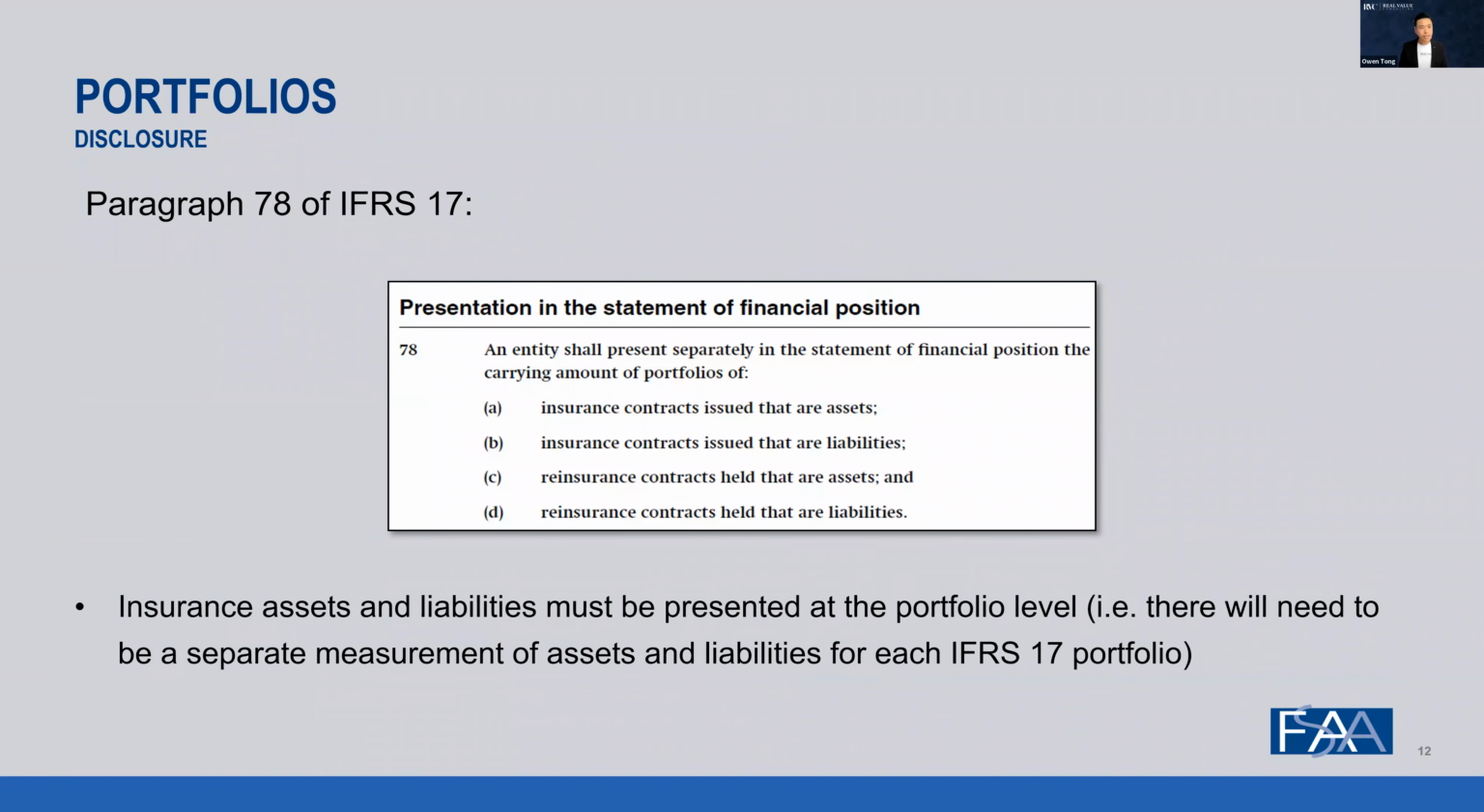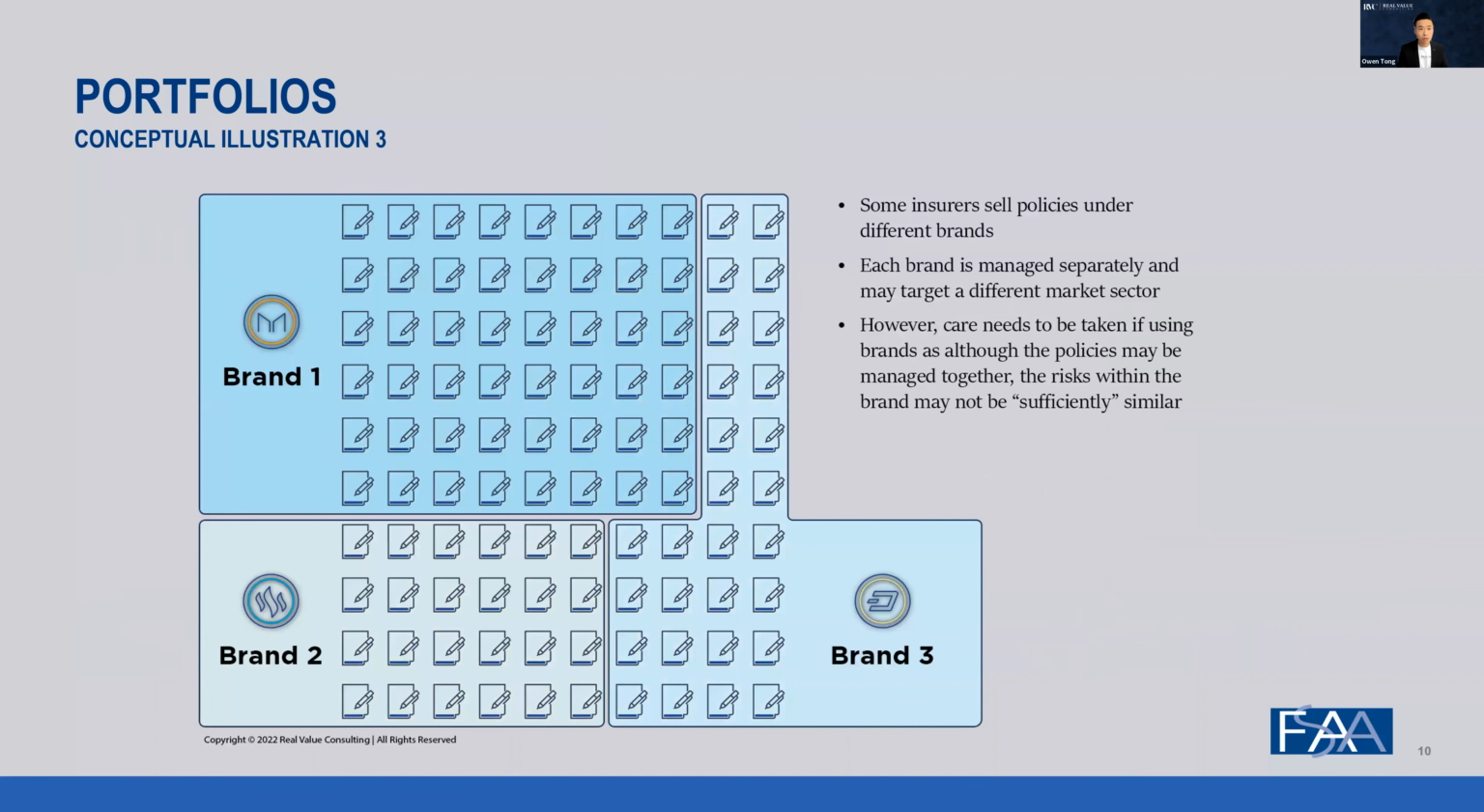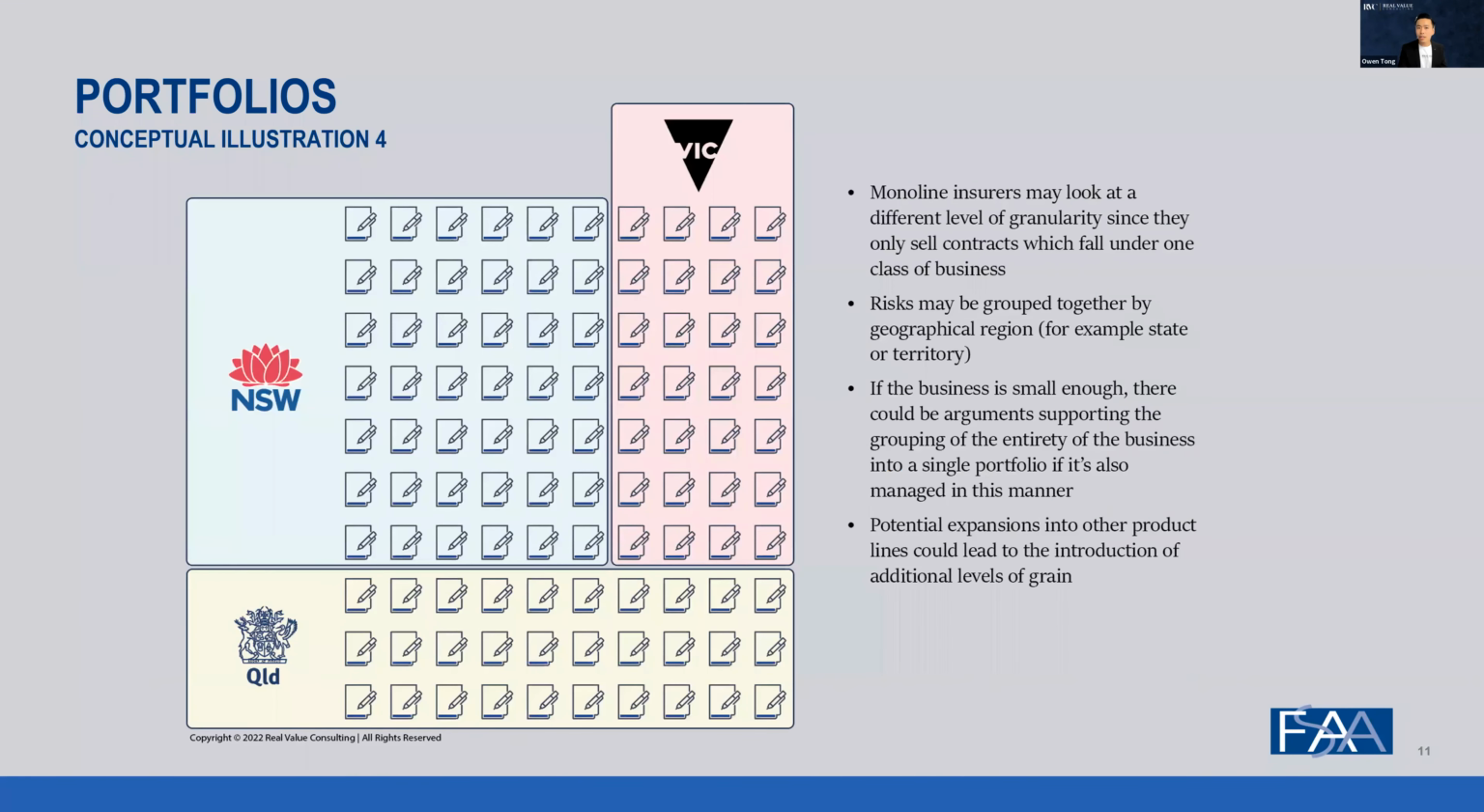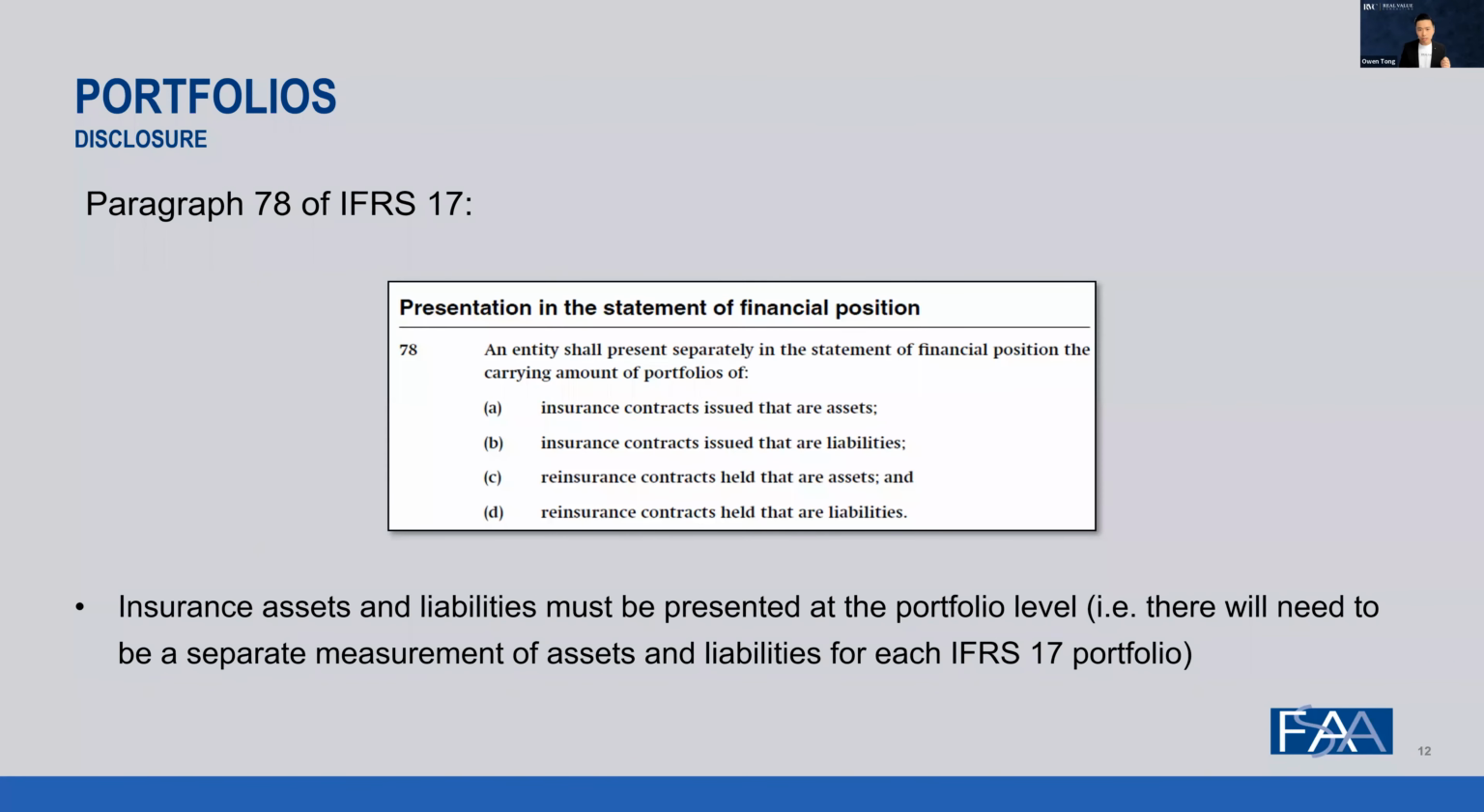Now, all of these sorting of the insurance contracts into potentially 1, 2, 3, 4 different ways of segregating them into portfolios, why does that even matter? Well, at the end of the day, we need to present on a statutory basis. And paragraph 78 states that the entity shall present separately the carrying amount of portfolios, so assets and liabilities, for insurance contracts and reinsurance contracts.